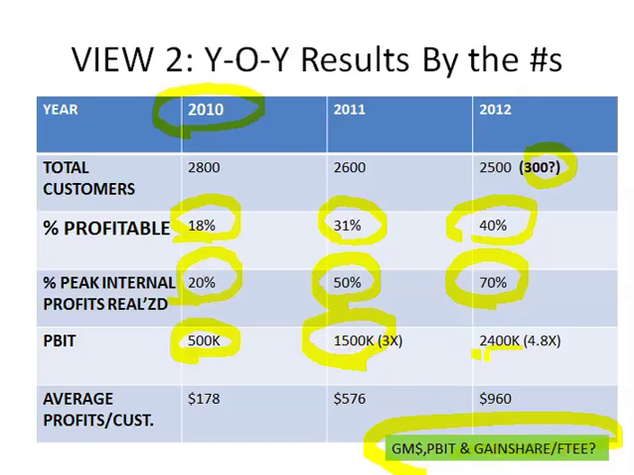And then in the third, after the second 12-month period, they were actually able to ratchet the profits even higher to 2,400, or a 4.8 time pop over 24 months earlier. Now the average profit per customer went from 178 to 576 to 960.